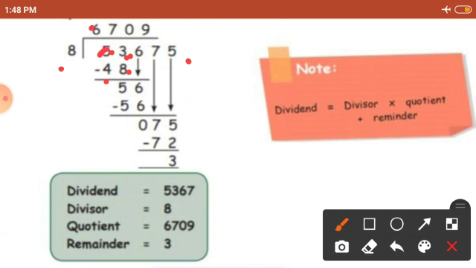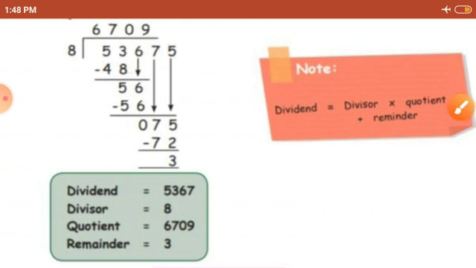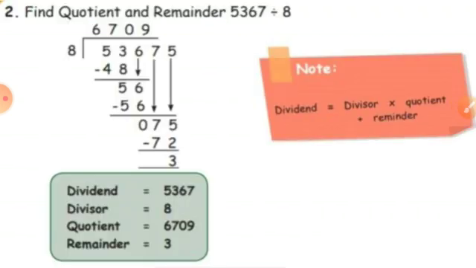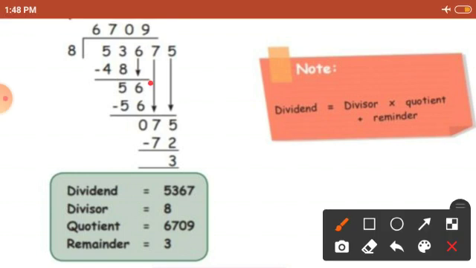3 minus 8 you can't divide this, so borrow one from here. Now this number will become what? 4, and this number will become what? 13. So 13 minus 8 you will get what? 5, and here 4 minus 4 you will get what? 0. Take the next number, that is what? 6. Now this will become 56. So 8 7's are what? 56. Just subtract: 6 minus 6 you will get 0, and 5 minus 5 you will get what? 0.